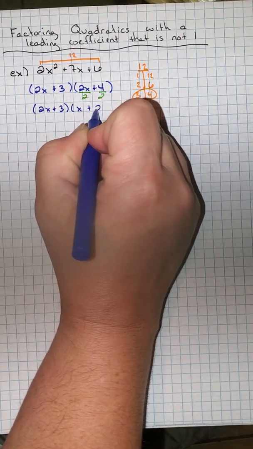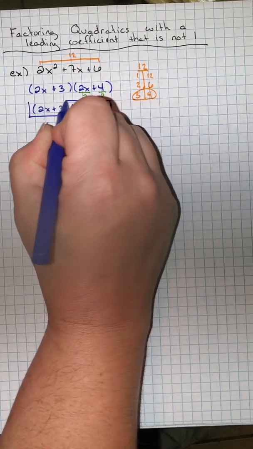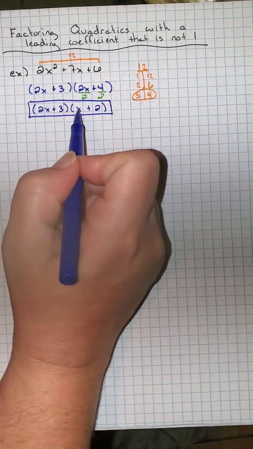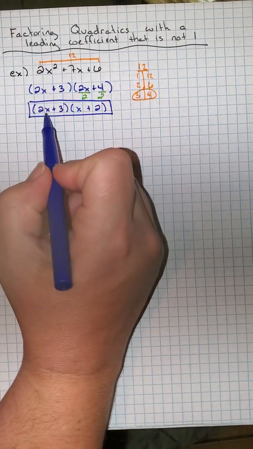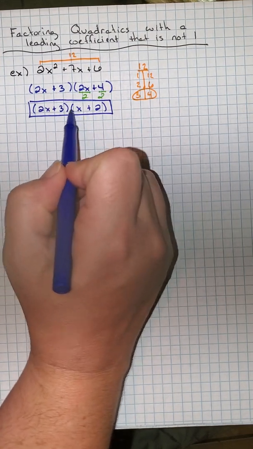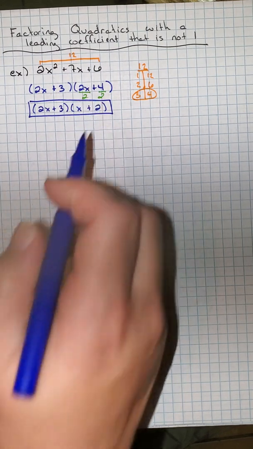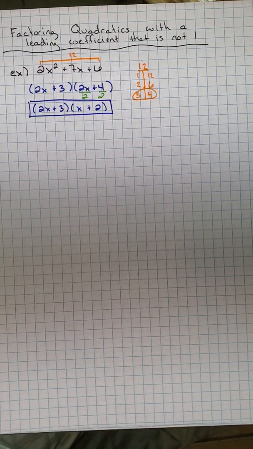and x plus 2. And you can always check your answer by FOILing it out, even if you just do it in your head. 2x times x, that's 2x squared. The outer and inner, that's 4x and 3x. They do add to 7x. And then 2 times 3 is 6. So I know my answer is correct. I'm not giving the answers because you can check it that way.